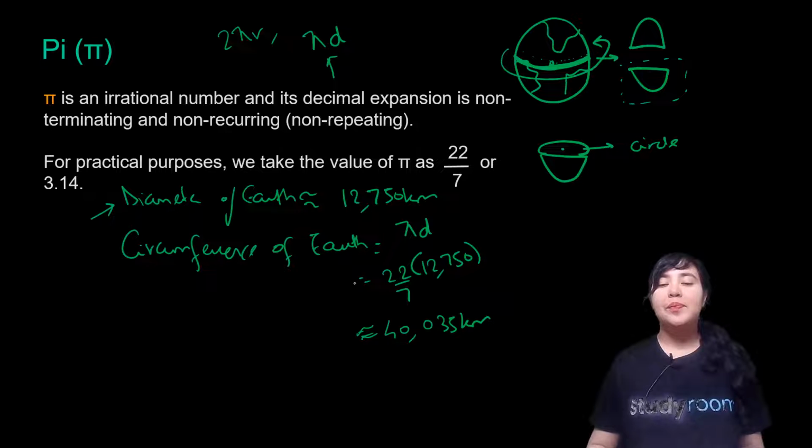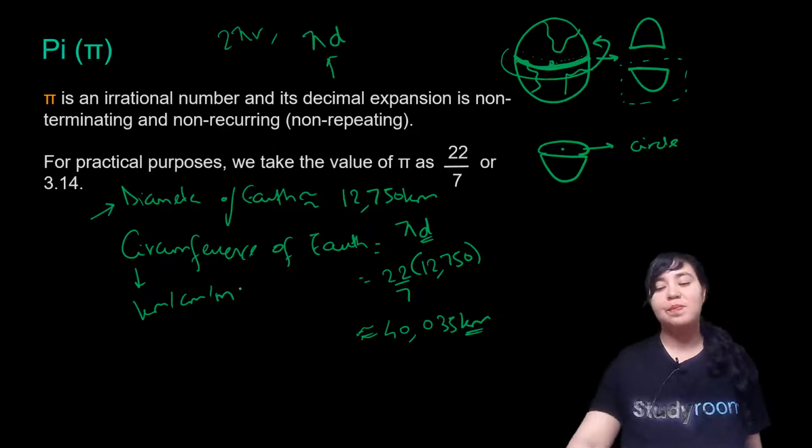Then you have to be very careful of one thing, that whenever we talk of circumference, it's basically a distance. So whatever unit of radius and diameter you're having, the same unit you'll have for circumference. So usually circumference would have units like kilometers, centimeters, meters, etc.